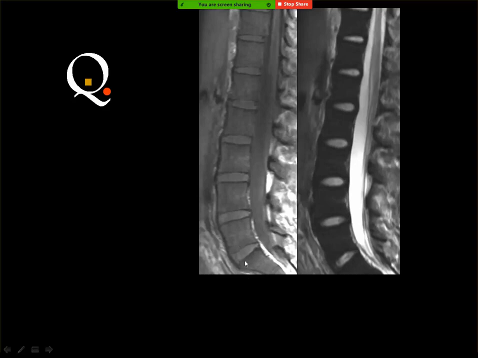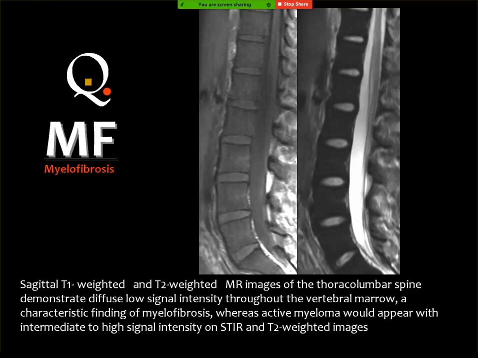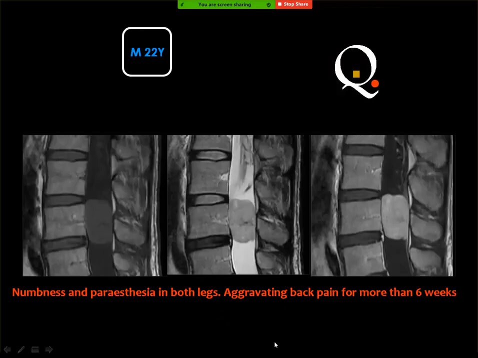And in this case, you see that the bone marrow is of low signal in the T1 and also of low signal in the T2, and this is myelofibrosis. Myelofibrosis means that there is replacement of the bone marrow by fibrous tissue, and this will result in persistent low signal of the bone marrow in both T1 and T2 weighted images.